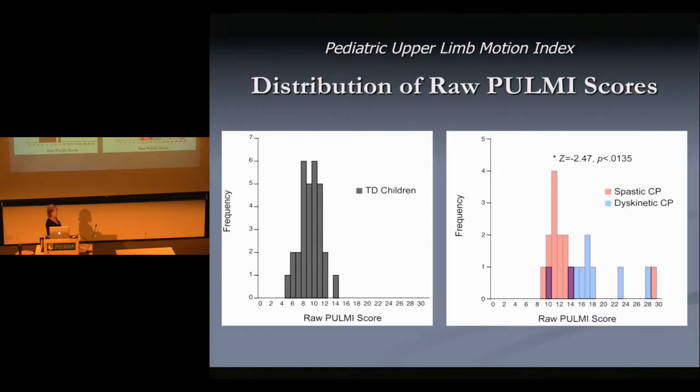So when we plot that for the typically developing children on the left, we see that we get a normal distribution, more or less. For the children with spastic CP, we're here in red, and in blue, the children with dyskinetic cerebral palsy. And there was a significant difference between these two populations.